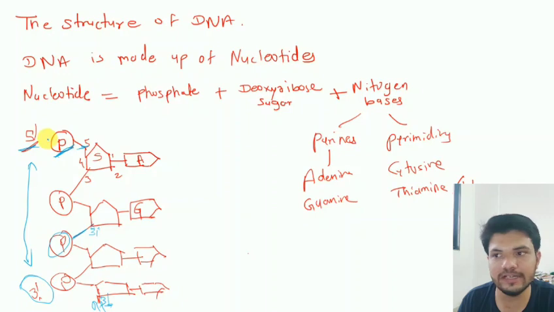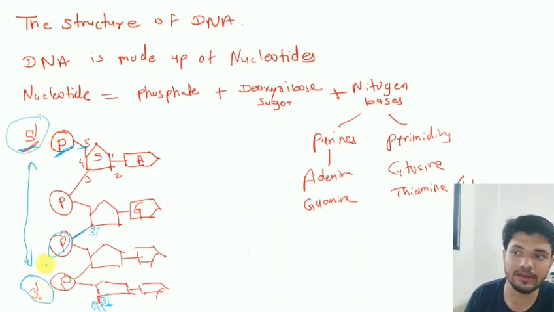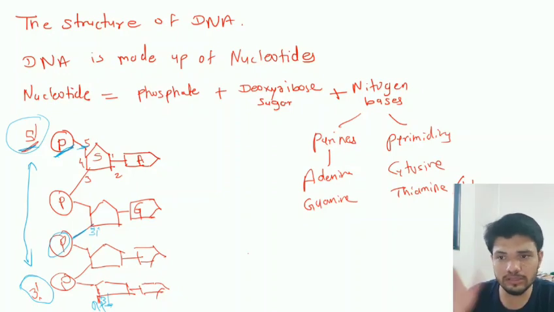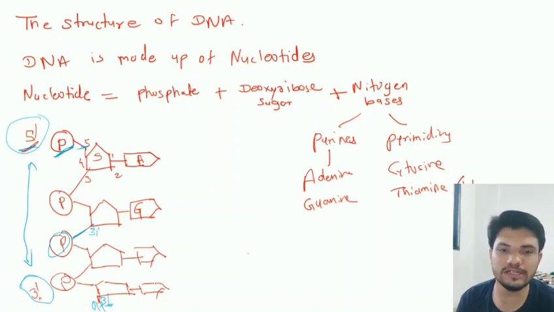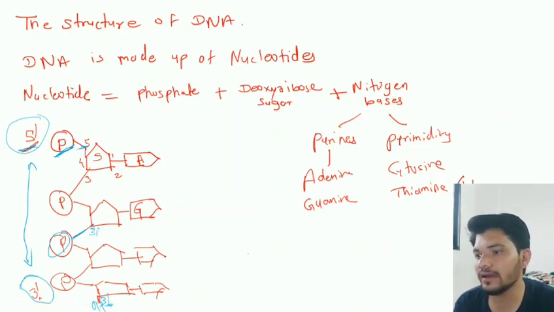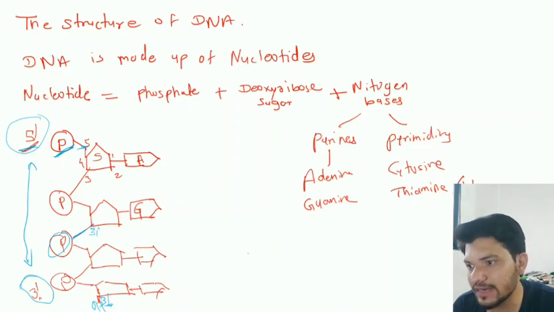It has two opposite ends, one end is 5' and the second end is 3' end. So this is the one strand of DNA. Let's draw the opposite strand which is present at the opposite of this strand.